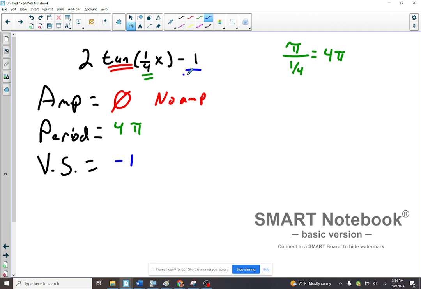All right, and then the vertical shift is just a number here, which is -1. Okay. Just remember, tan or cotangent, no amplitude.